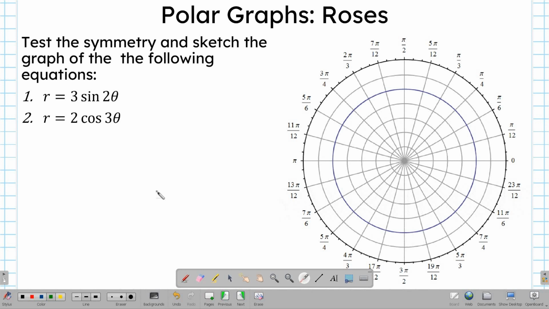Now, let's try to sketch a graph of a rose. So let's work with number 1. We have number 1 is r is equal to 2 sine 2 theta. So that you'll be able to review the different tests for symmetry for polar graphs, pause the video and try to do the symmetry tests for our equation r is equal to 2 sine 2 theta. So assuming you have done so, let's show the computations for each symmetry test.